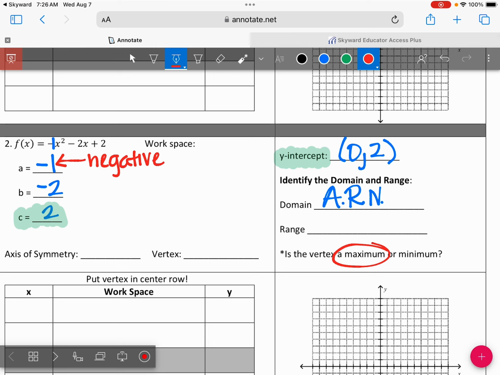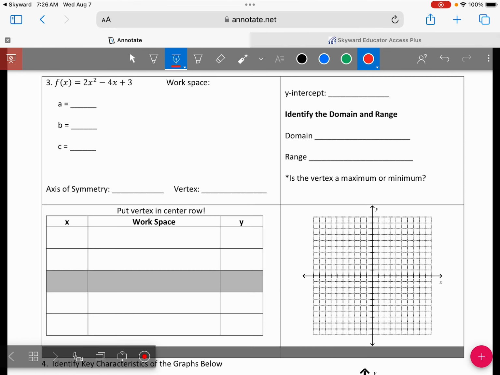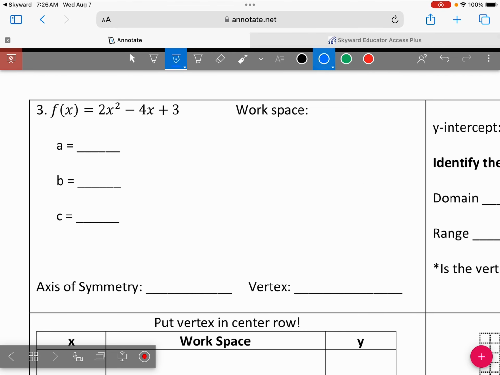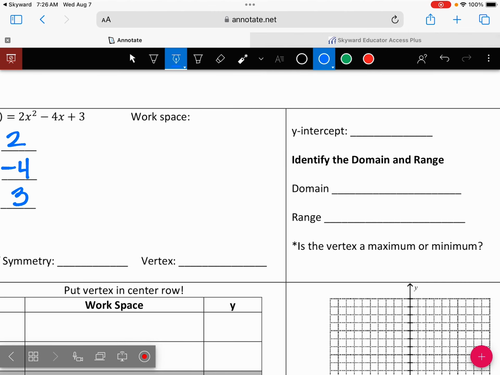Okay, let's go to number 3. So let's look at question 3. So A is 2. What is B? -4. What is C? 3. So again, that's my y-intercept. We're going to go ahead and fill that in right now. We're going to also fill in our domain because that does not change.